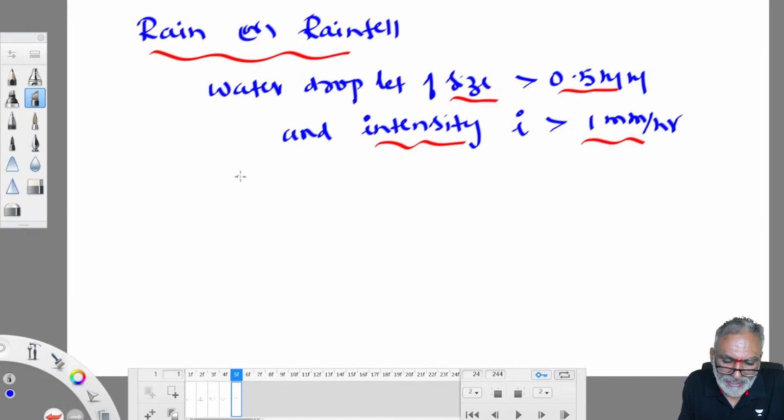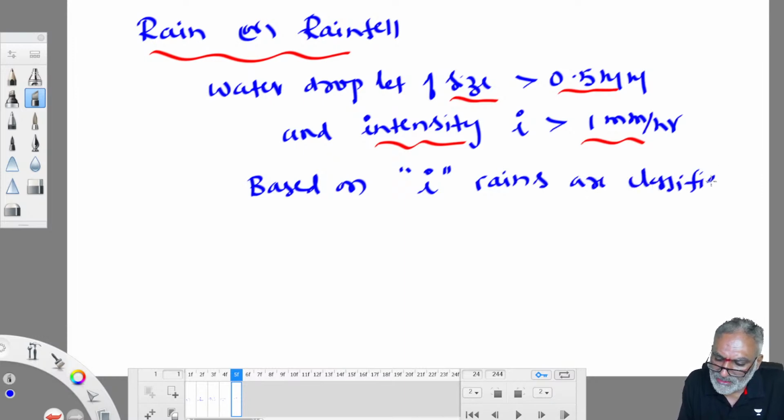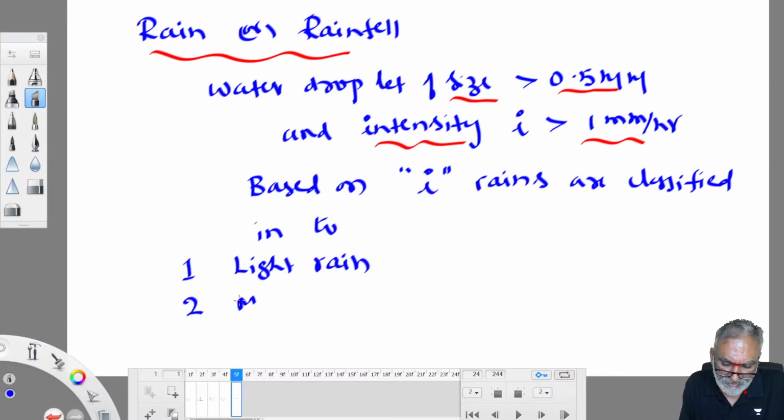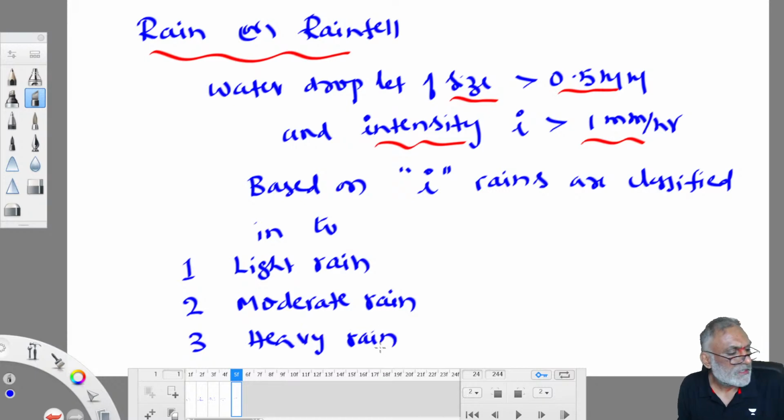So depending upon intensity, rains are classified into 3 categories. This question they also ask in competitive exams. Light rain, moderate rain, and heavy rain.